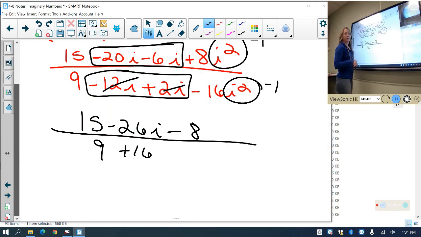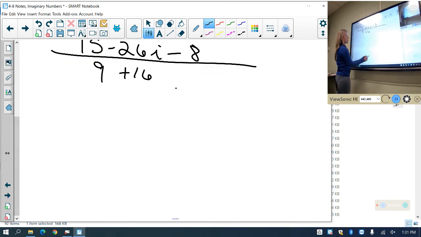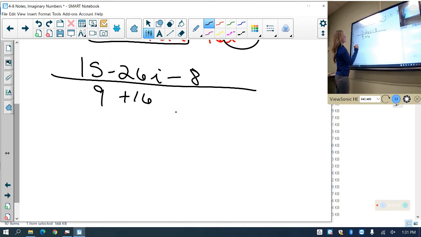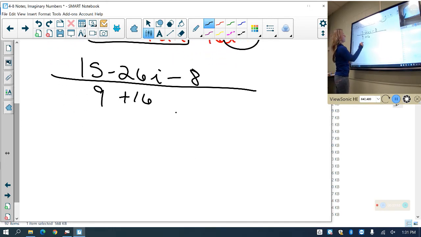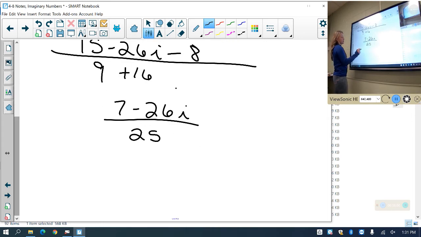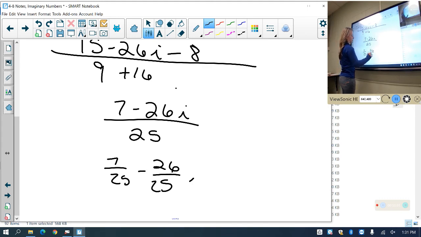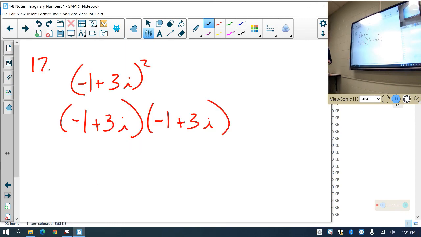Notice how my i, or my imaginary number, is now eliminated from the denominator, which is what I wanted. So combine like terms on the top. 15 minus 8 is 7. So 7 minus 26i over 25. Distribute, and then change the order. So I have 7 over 25 minus 26 over 25 i. Actually, it's in the correct order. And that's it.